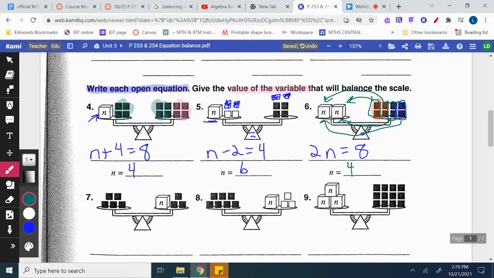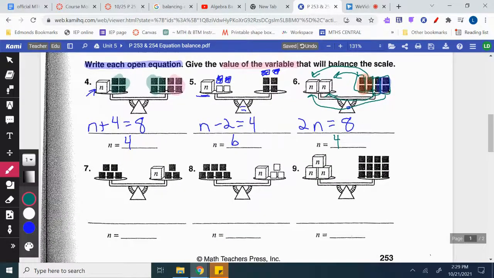Some of you might see 2 times n equals 8. What times 2 equals 8? Some of you just might automatically know that it's 4. I want you to try writing the equation again and give a good try for figuring out what n is on this. If you can't figure it out, don't worry, we'll go over it in class.